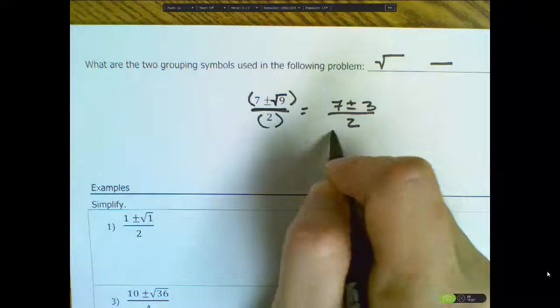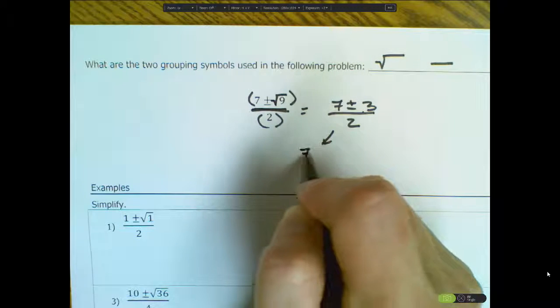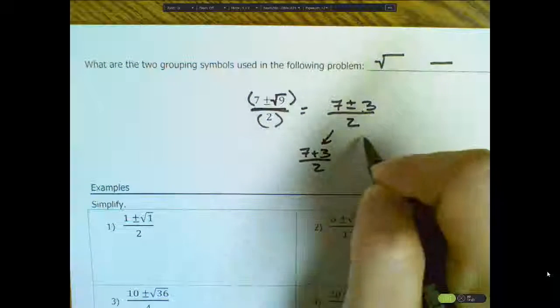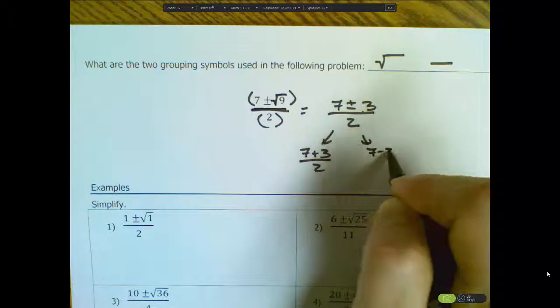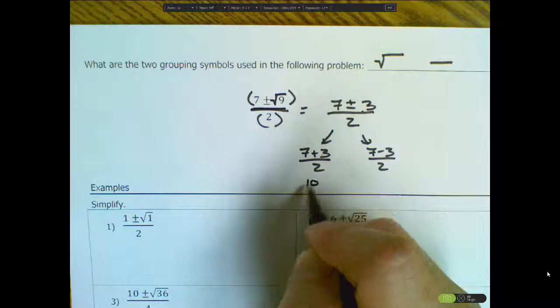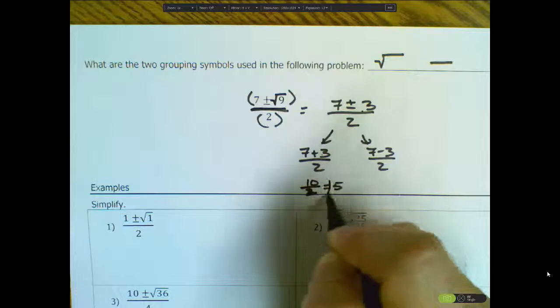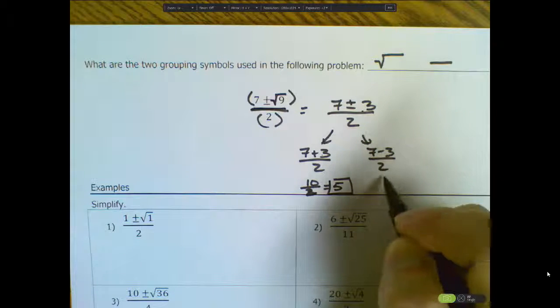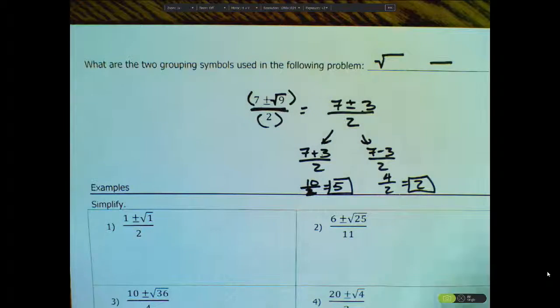From here, I have 2 math problems. One math problem is 7 plus 3 divided by 2. The second math problem I have is 7 minus 3 divided by 2. 7 plus 3 is 10. 10 divided by 2 is 5. So that would be one solution. 7 minus 3 is 4. 4 divided by 2 is 2. That would be a second solution. So for each of these problems here, we're going to get 2 solutions.